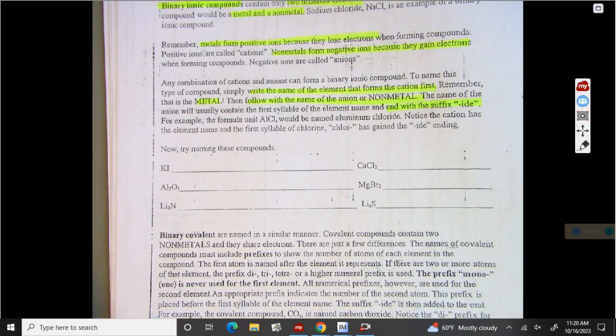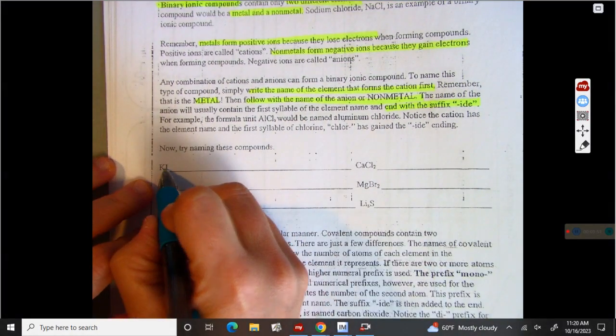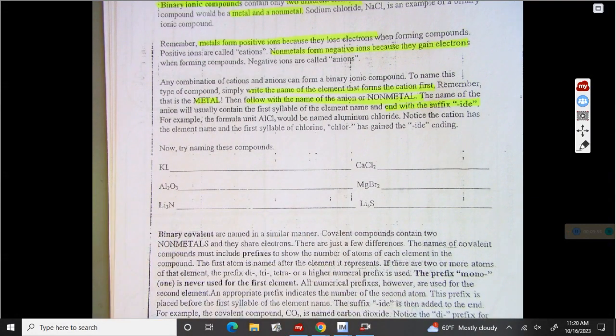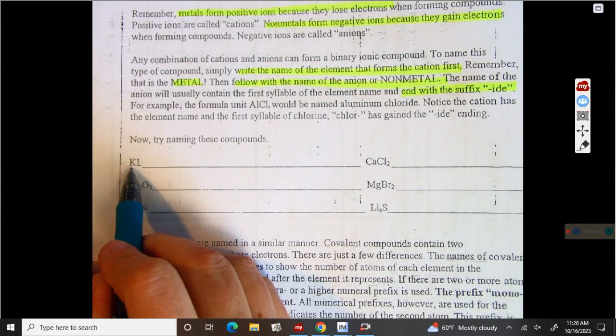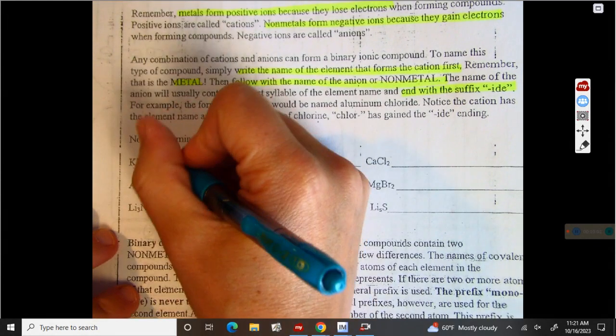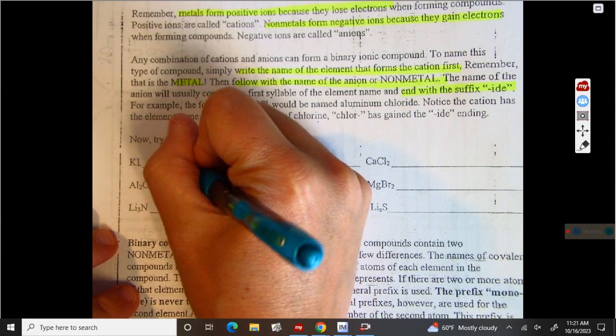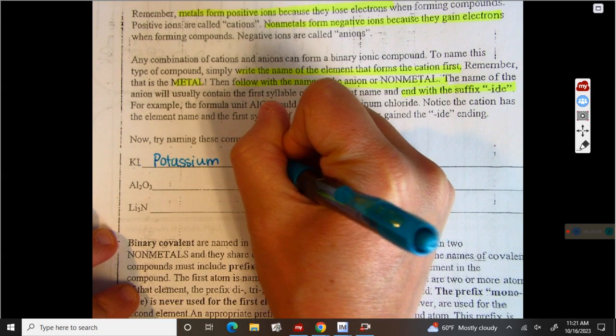So let's try this. Right here I see potassium and iodine. It is very important to understand that when you're looking at 2 elements, this is not Ki, it is K and I, because a capital starts a new element. So I have potassium, name my metal first. Iodide.